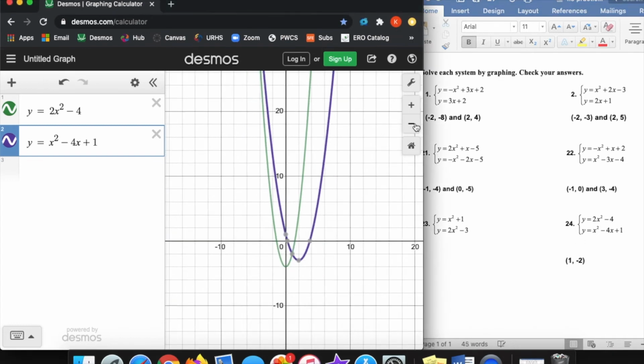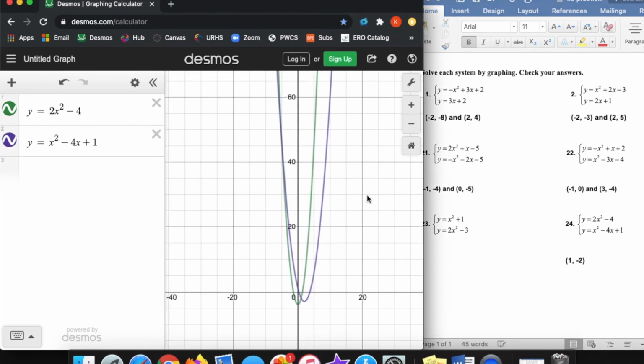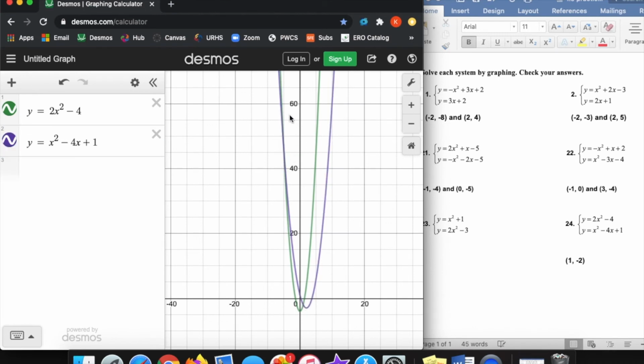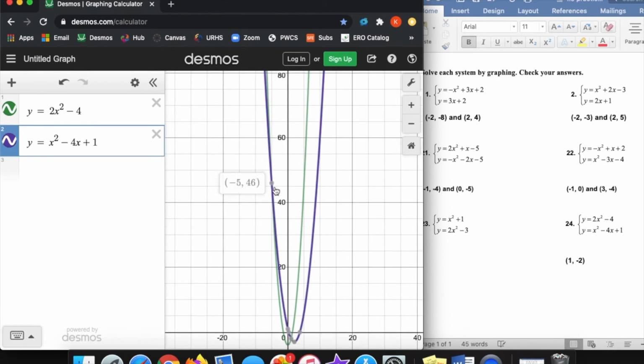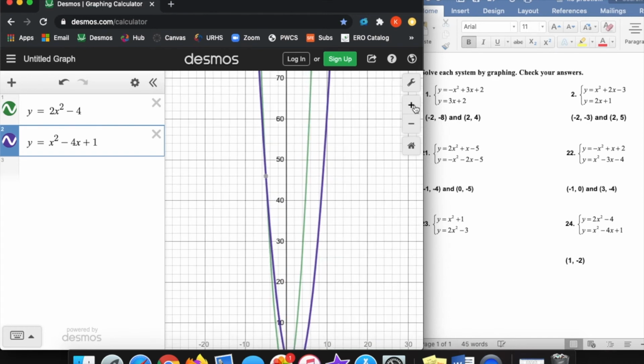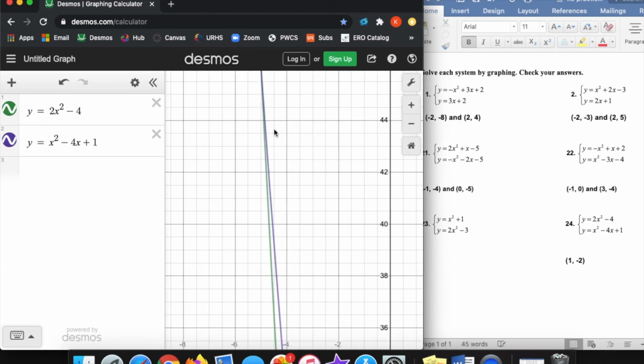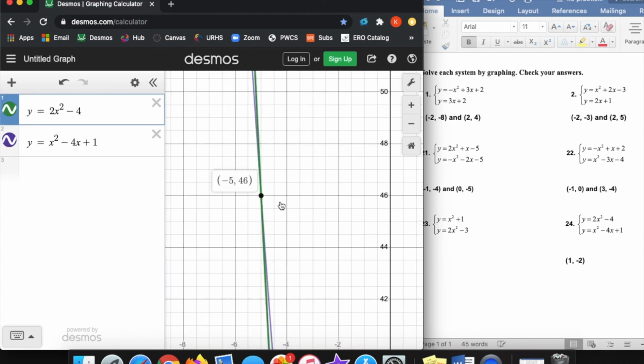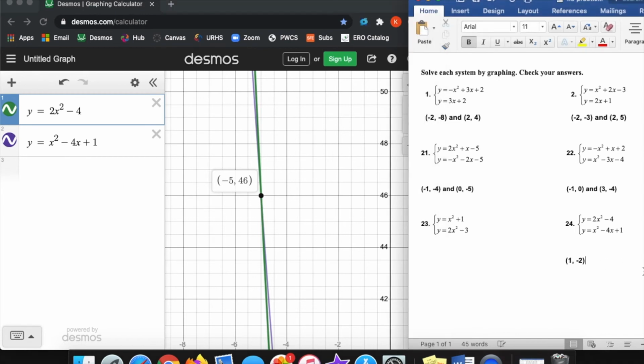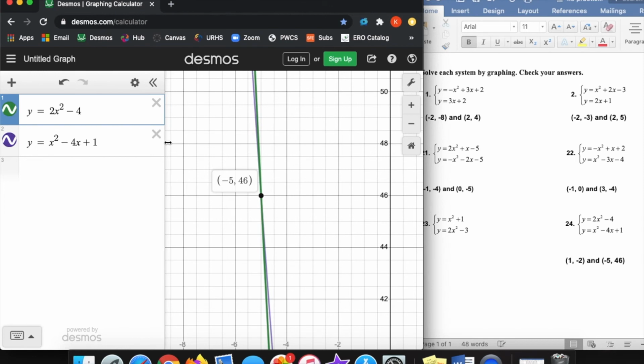Well, let's zoom out and just make sure. And whoa, way up here. Again, Desmos highlights it so it's nice and easy, so you don't have to zoom in. But let's zoom in just for the heck of it. That point, negative 5 comma 46, if you didn't zoom out, you might have missed it. So negative 5 comma 46 is indeed another shared solution from these two equations, so that's where they intersect.